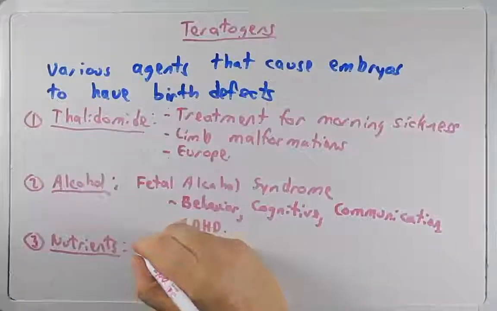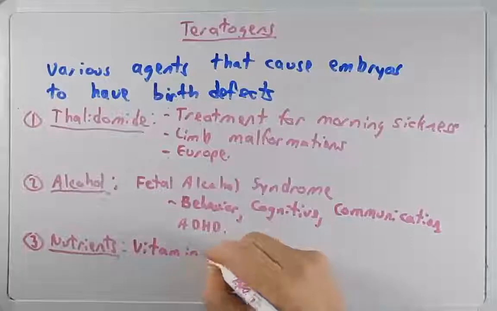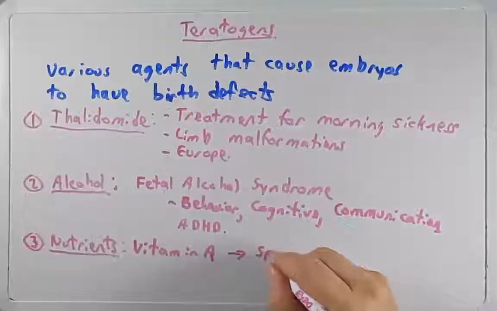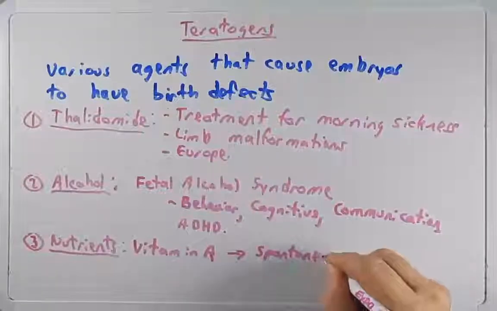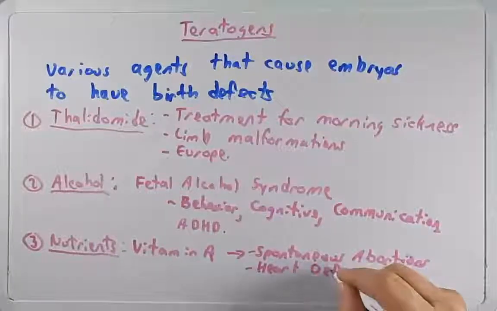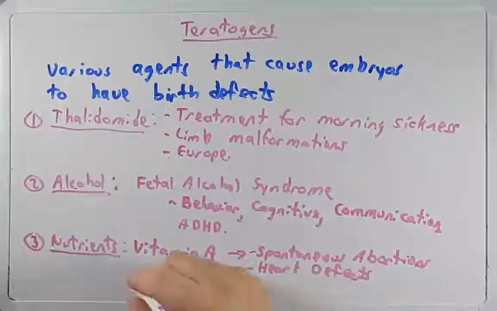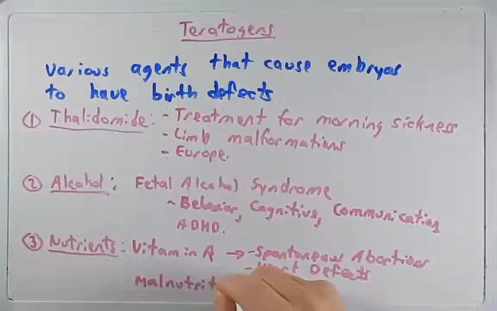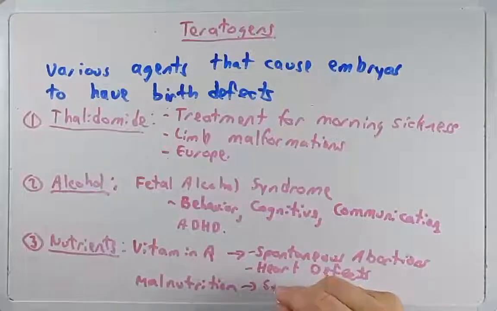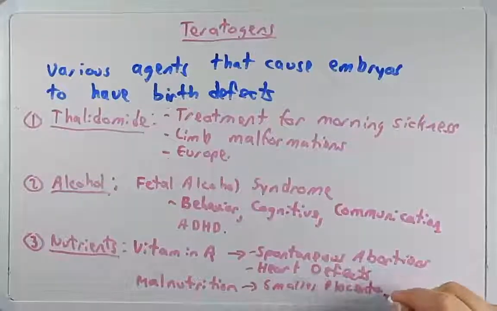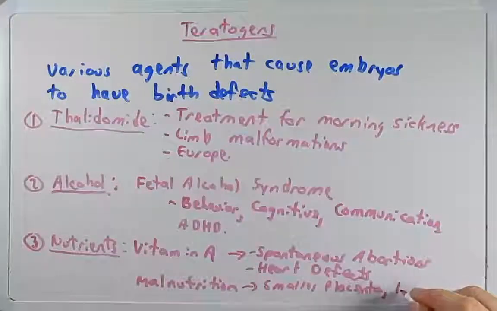So some examples include vitamin A. Vitamin A or a derivative of vitamin A can be found in various medicines for acne or psoriasis. These can lead to spontaneous abortions or various defects like heart defects. And linked to nutrients, of course, we would say the lack of nutrients or malnutrition can lead to a smaller placenta, a smaller baby, and I'm running out of room here, so I might just indicate one other thing, and it can lead to learning problems.